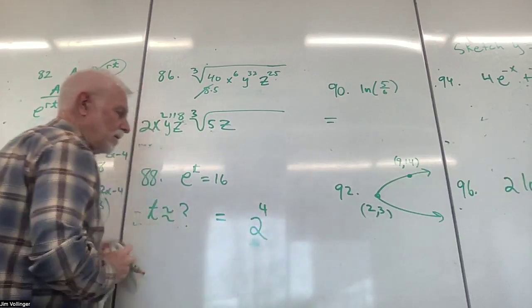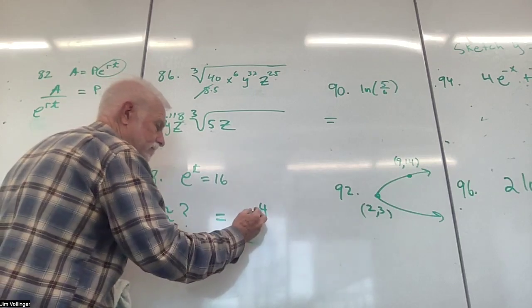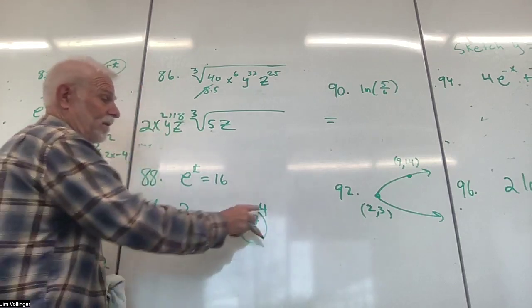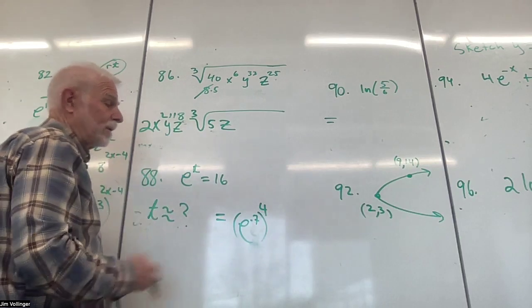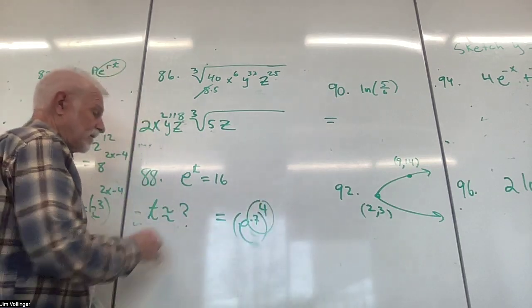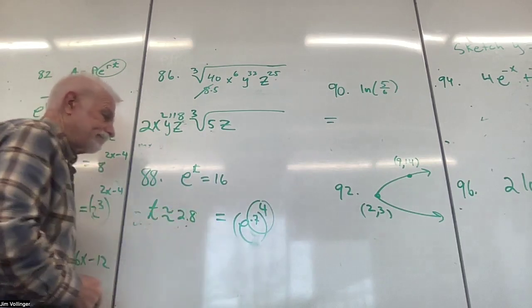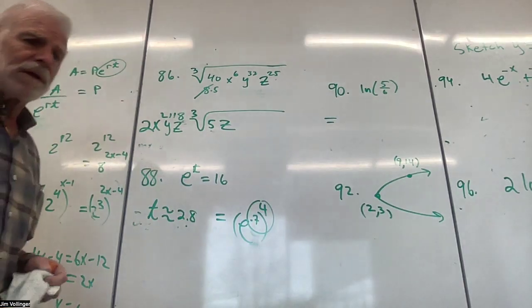16 is 2 to the 4. 2 is e to the 0.7. Hope you can see 4 times the ln of 2. But there's your 0.28. So that's what I'm hoping you write. 2.8. I hope I said that correctly.